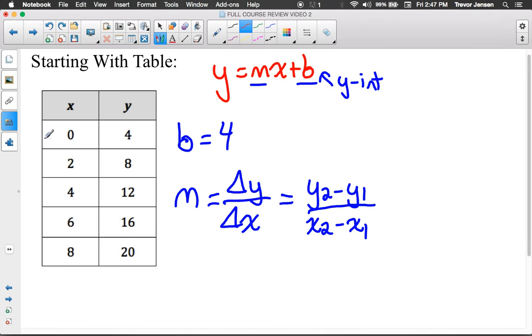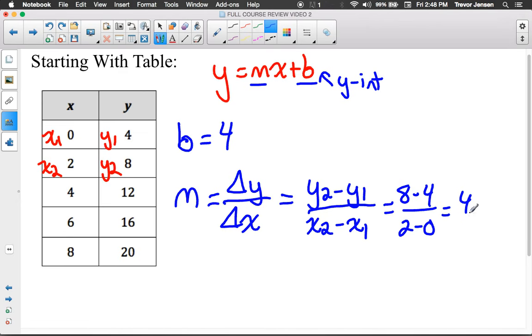So this is my first point, (0, 4). So that's my first x value, my first y value. I'll choose this as my second point. So this is my second x value, my second y value. If I plug those values into my equation, I have (8 minus 4) over (2 minus 0), and I get 4 over 2, which is 2. So my m value is 2, my b value is 4.